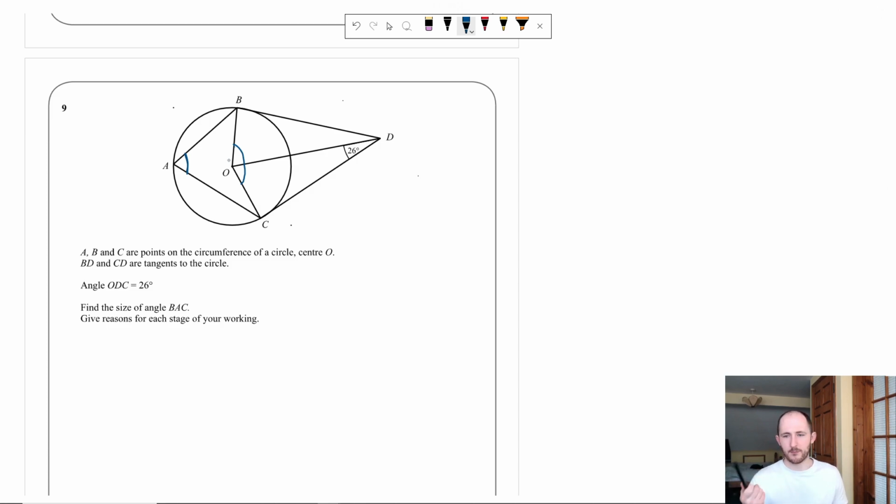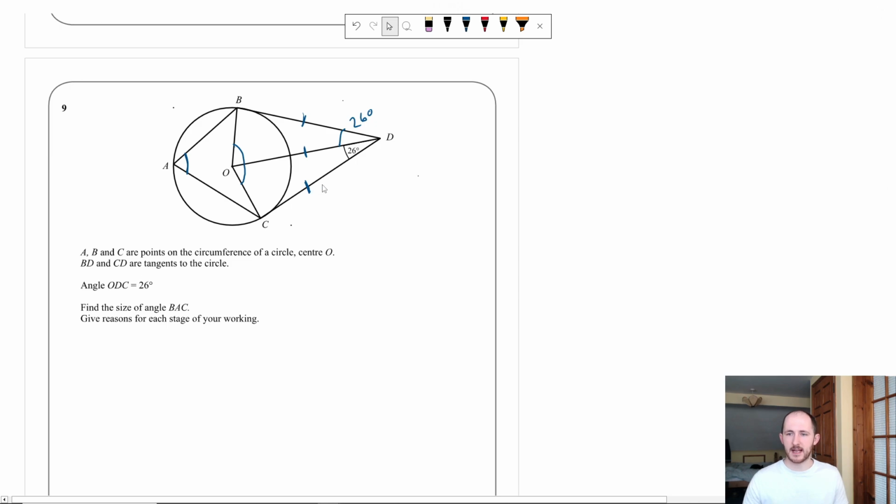Now, I've had a bit of a brainwave. If I have a look at the triangles OBD and ODC, they are actually congruent. They are identical. Why? Because of ASA. Tangents that meet from the same point are the same length. They also share this length here between each other. So both of these triangles are actually congruent to each other because of ASA.